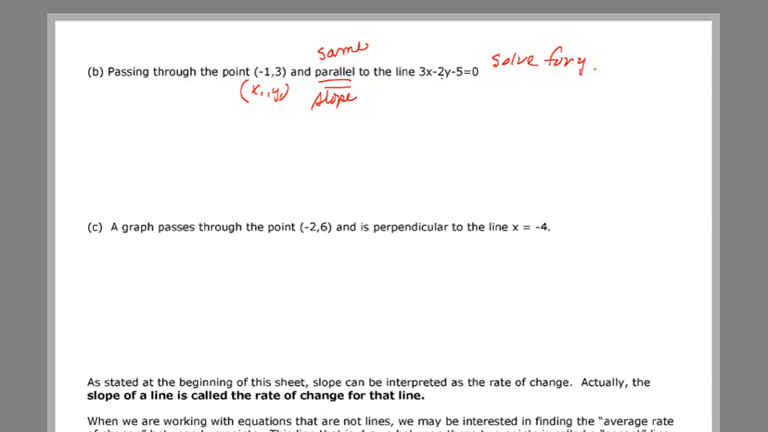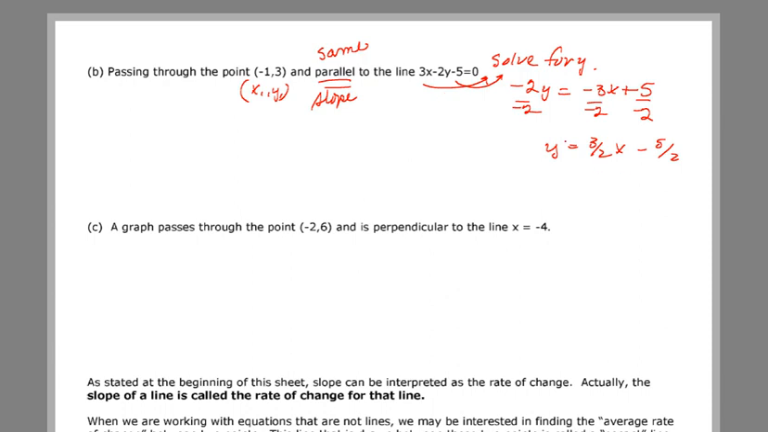So let's take 3x minus 2y minus 5 and solve it for y. So I'll have negative 2y equal negative 3x plus 5. All I did was drag the 3x over, drag the negative 5 over. I'll finish it up with a division of negative 2. So y is equal to 3 halves x minus 5 halves.